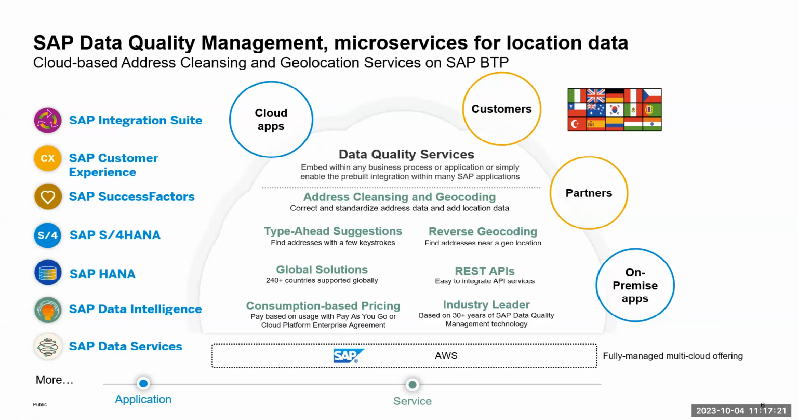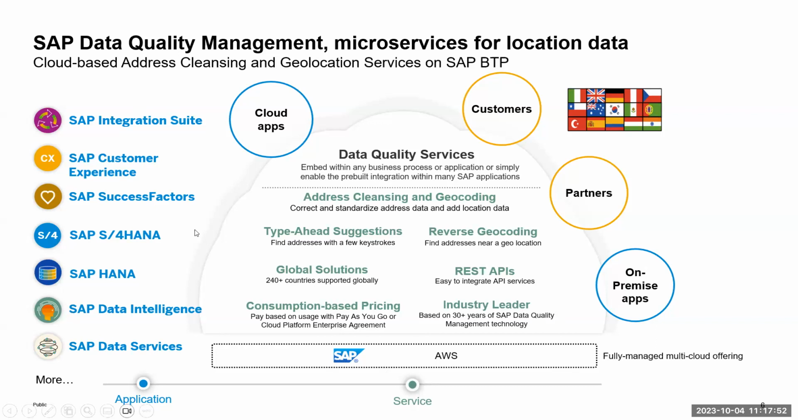For the reverse geocoding, you're able to find the nearby addresses based on the location you're in. So you have the geo coordinates, and then you'll be able to find the address within a radius from that location. And of course, we are global solutions, the REST APIs, and consumption-based pricing, and industry leader will be mentioned later also.